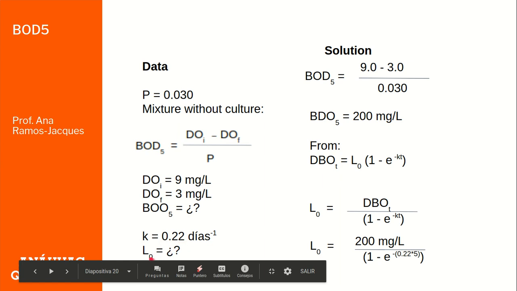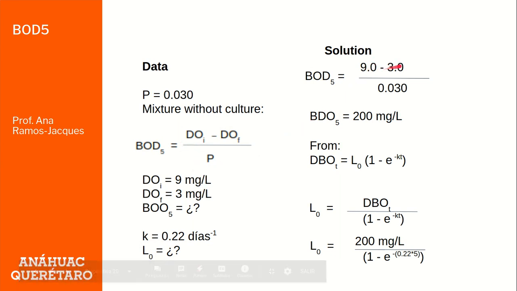0.22, and then the inverse of the days, should say days in here also, and we have the total carbon diluted oxygen unknown also. So using this formula, we substitute the values, and we obtain a BOD 5 of 200 milligrams per liter.